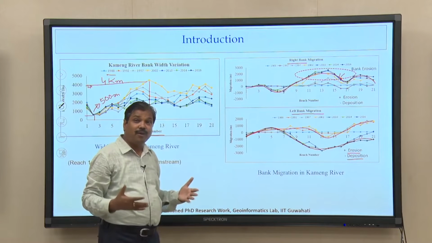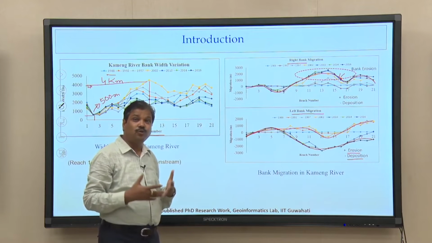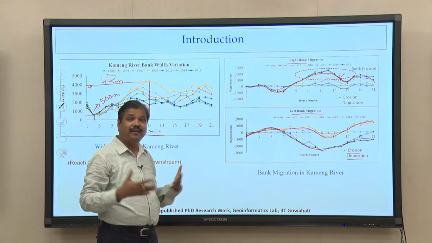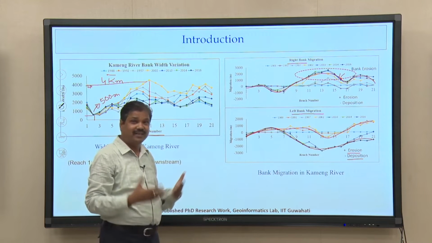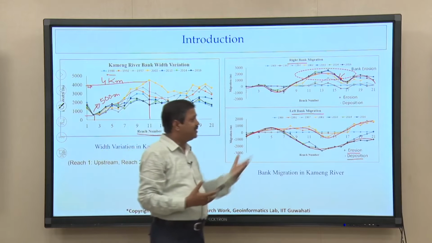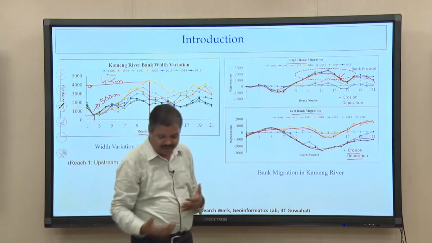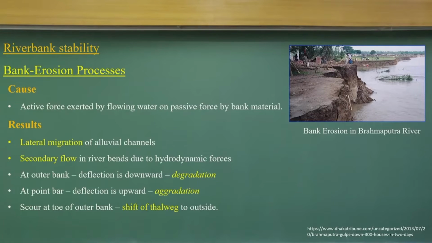Can we protect the river banks from this type of dynamic river bank erosion process? It is really a big technical challenge, but our knowledge can help us make it appropriate. If you talk about the bank erosion process, how does it happen?